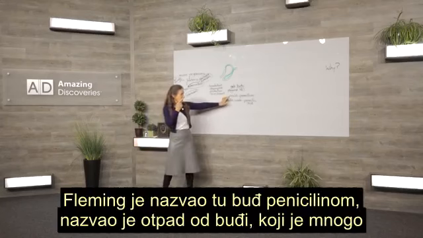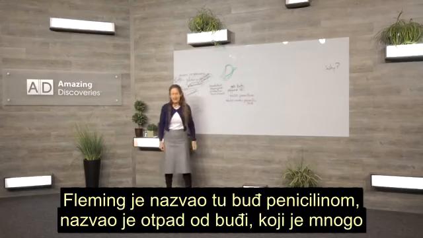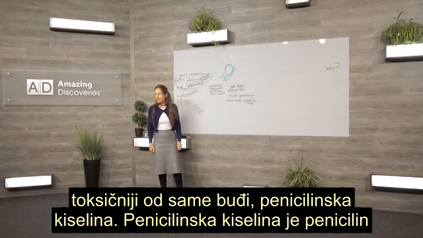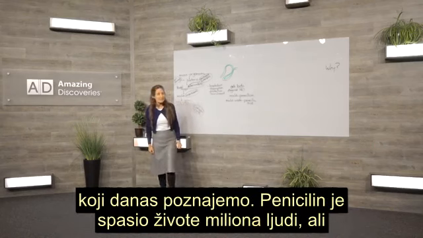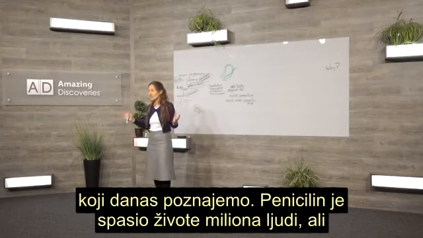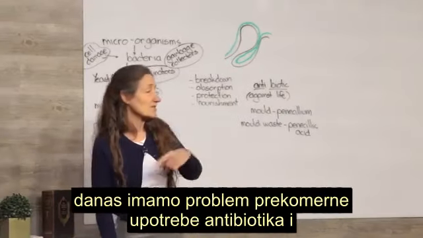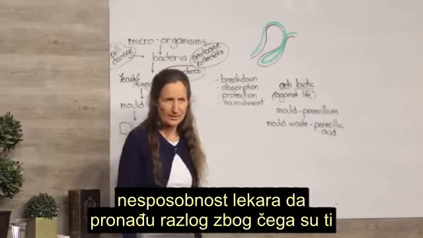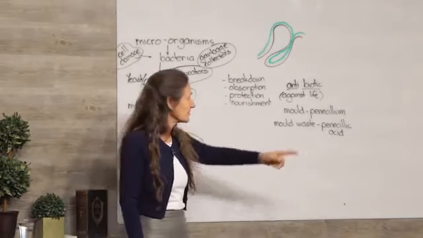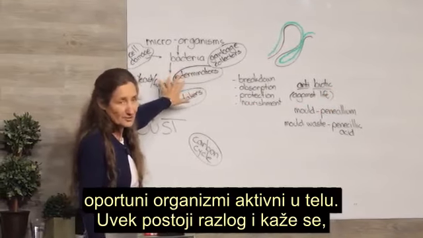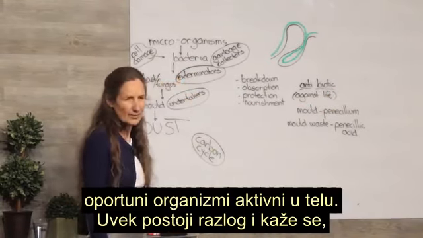Alexander Fleming called the mold penicillium. He called the mold waste, which is far more toxic than the mold, penicillic acid. The penicillic acid is the penicillin that we know today. And penicillin has saved the lives of millions, granted. But we've got a problem today, and that is the overuse of the antibiotic and the inability of the physician to find out why these opportunist organisms are active in the body.